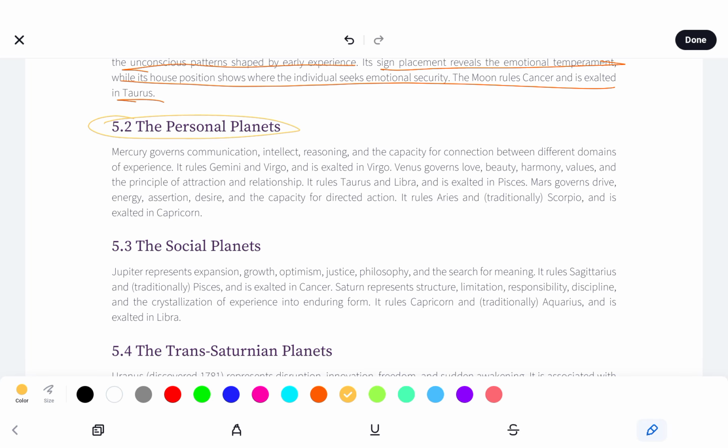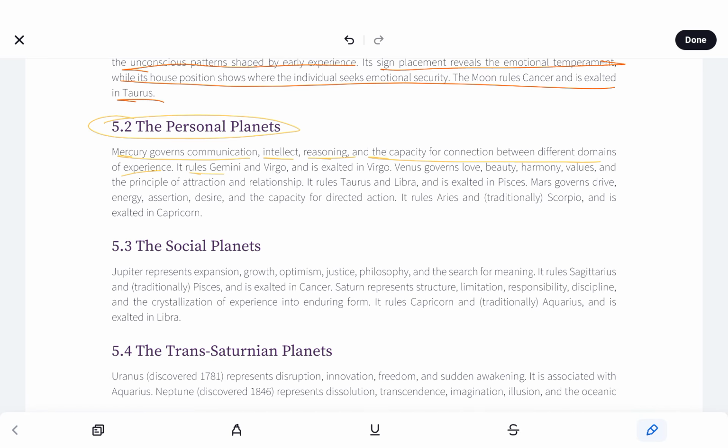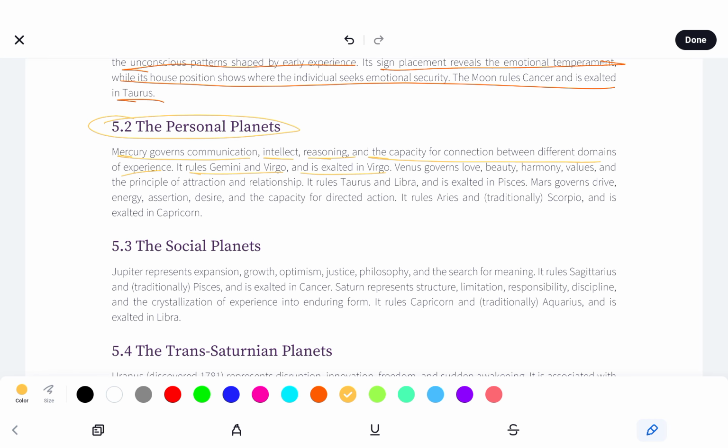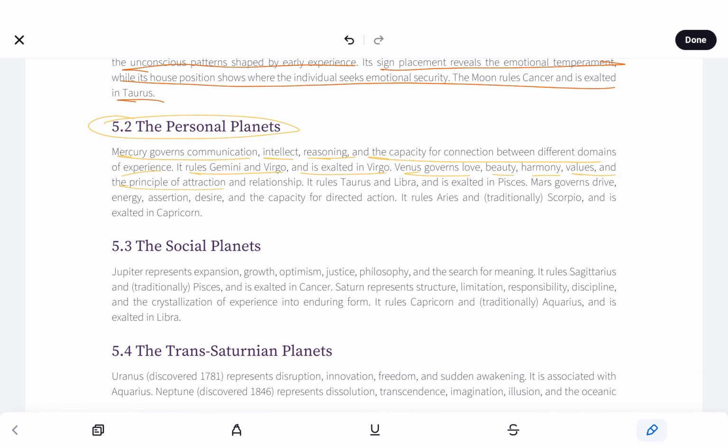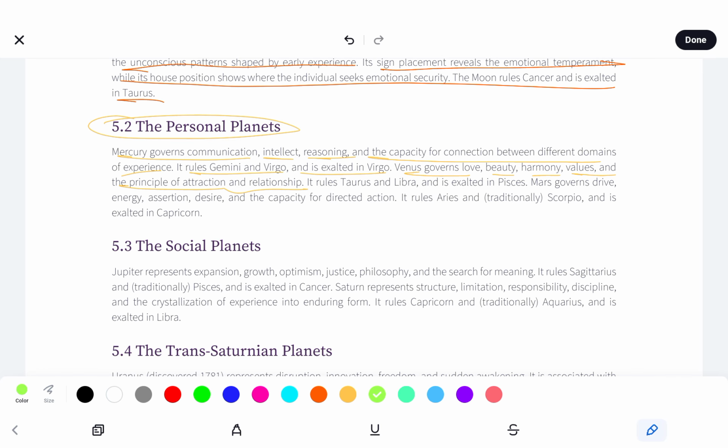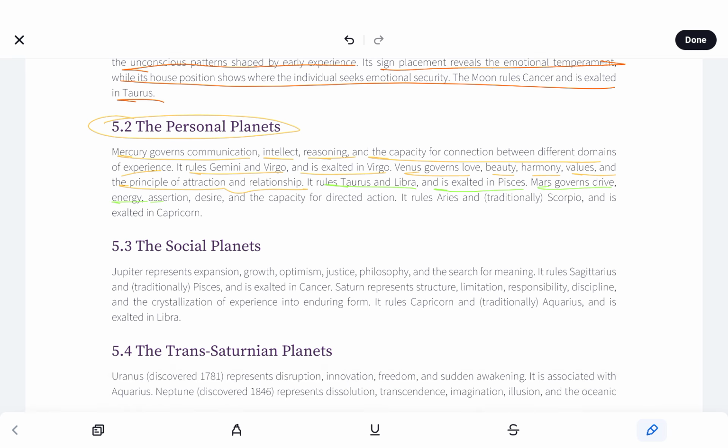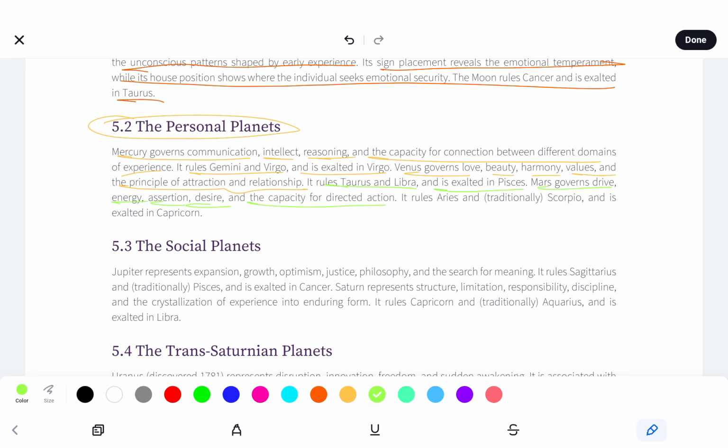The personal planets. Mercury governs communication, intellect, reasoning, and the capacity for connection between different domains of experience. It rules Gemini and Virgo and is exalted in Virgo. Venus governs love, beauty, harmony, values, and the principle of attraction and relationship. It rules Taurus and Libra and is exalted in Pisces. Mars governs drive, energy, assertion, desire, and the capacity for directed action. Mars rules Aries and traditionally Scorpio, and is exalted in Capricorn.